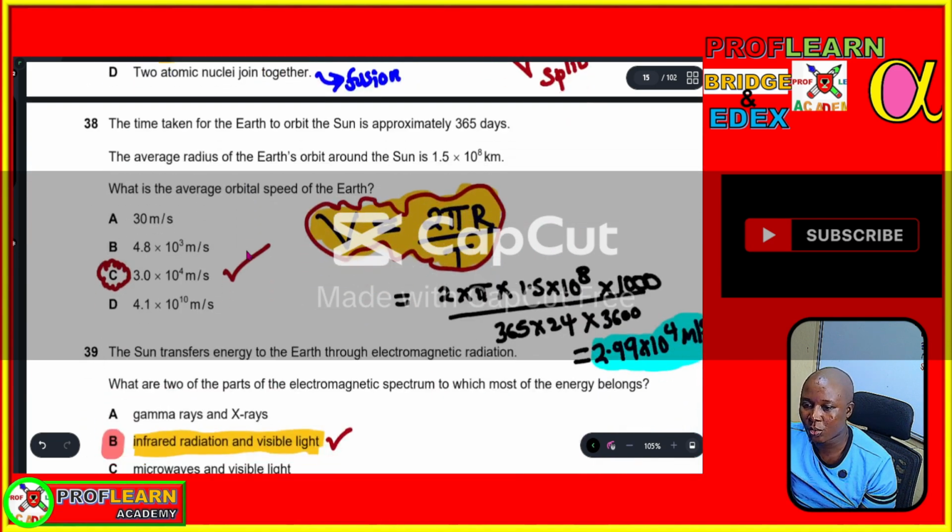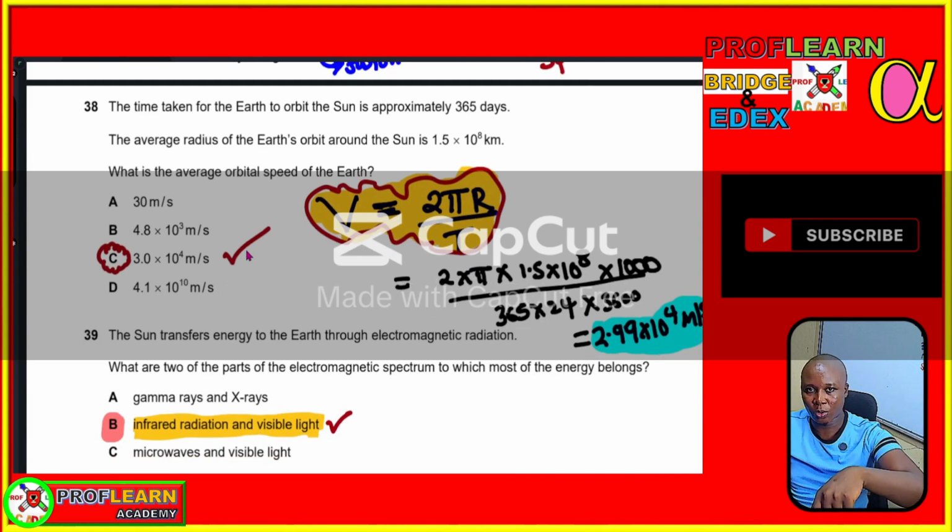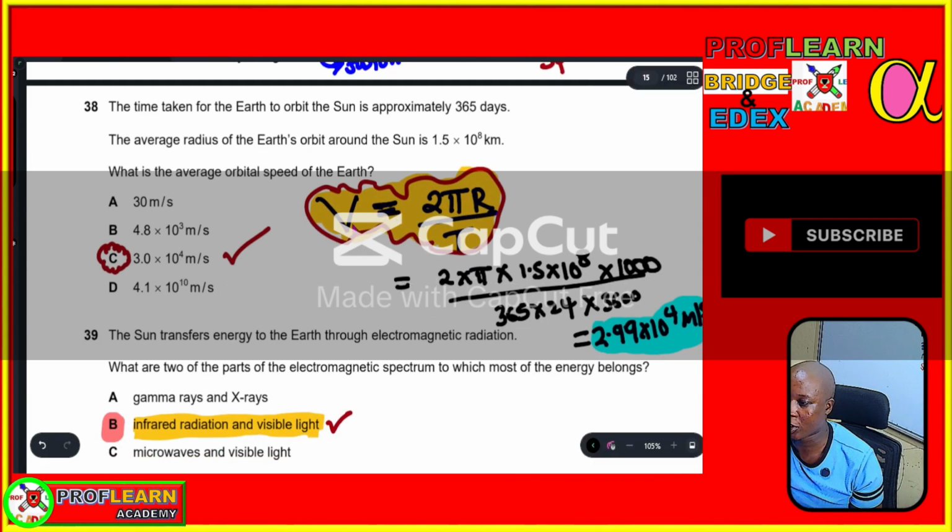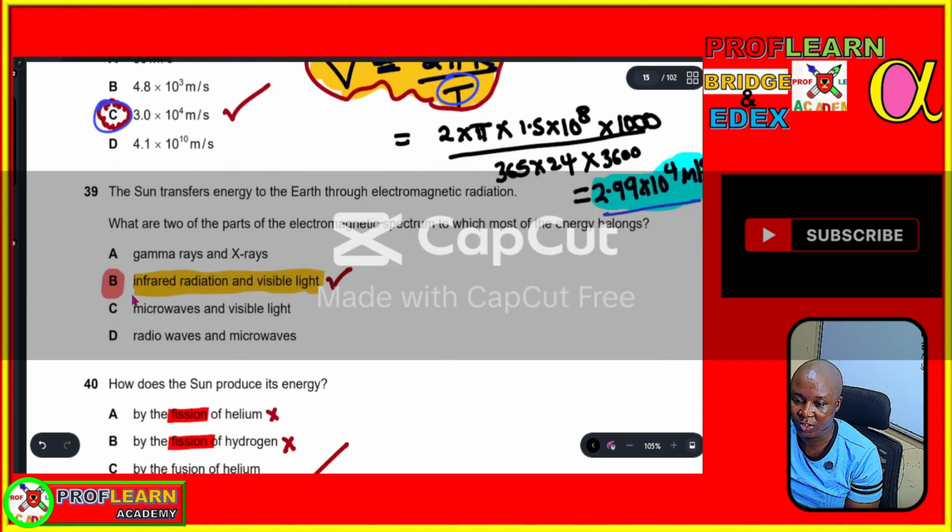If you are asked a question to do with orbital speed, you need to remember orbital speed is equal to 2 pi r over t, where t is the periodic time and r is the radius of the orbit. So if we substitute, you're going to get 2.99 times 10 raised to the power 4 meters per second, which rounds to 3 times 10 raised to the power 4 meters per second as the value for C.